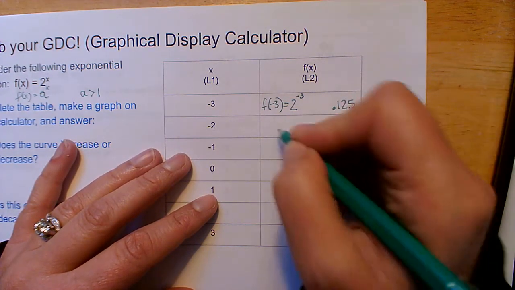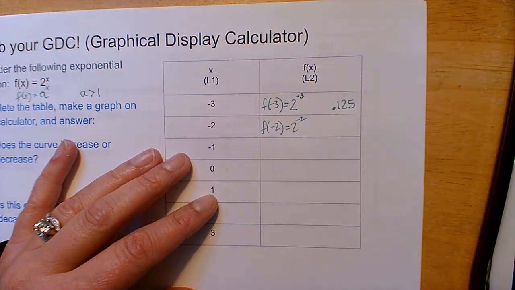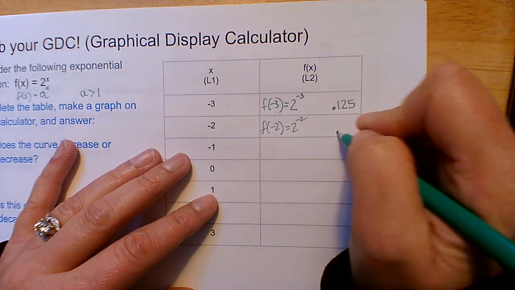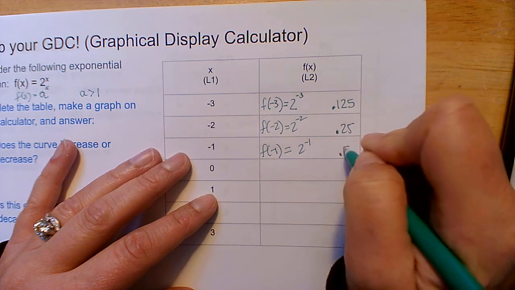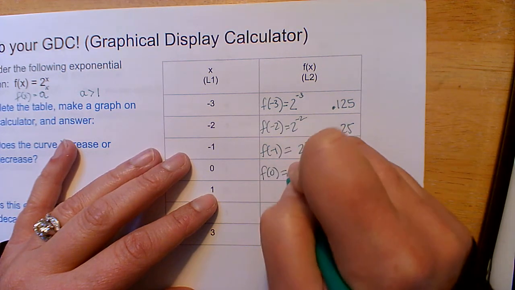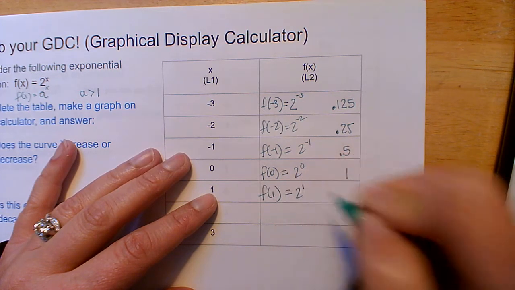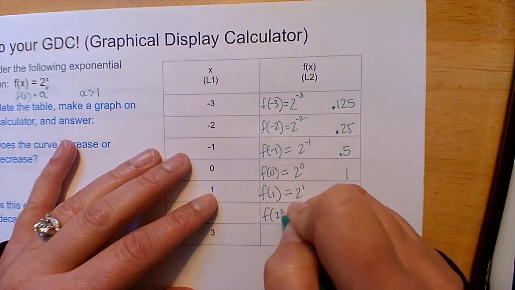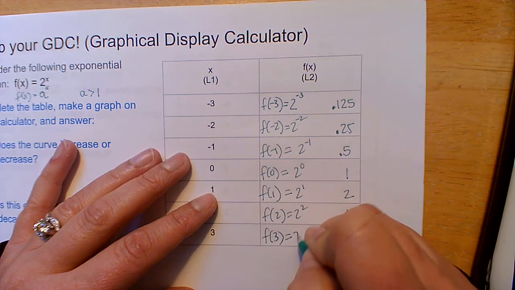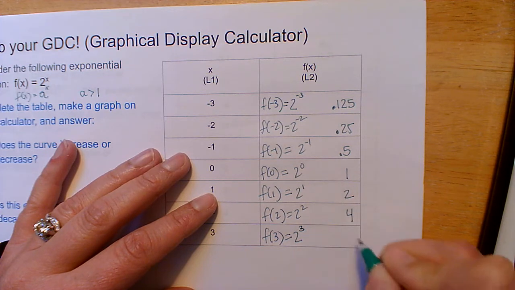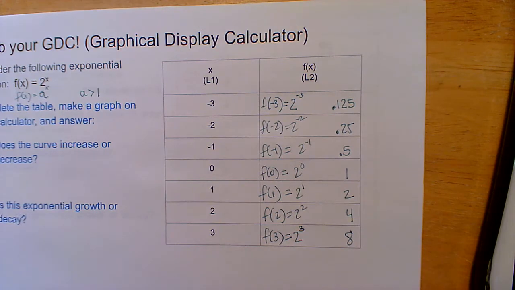0.125. Then we have to do f of -2. So 2 raised to the negative 2, 0.25. f of negative 1, 0.5. f of 0, 1. f of 1, 2. f of 2, 4. And f of 3, which is going to go 2 times 2 is 4 times 2 is 8. Okay, so there you have it.